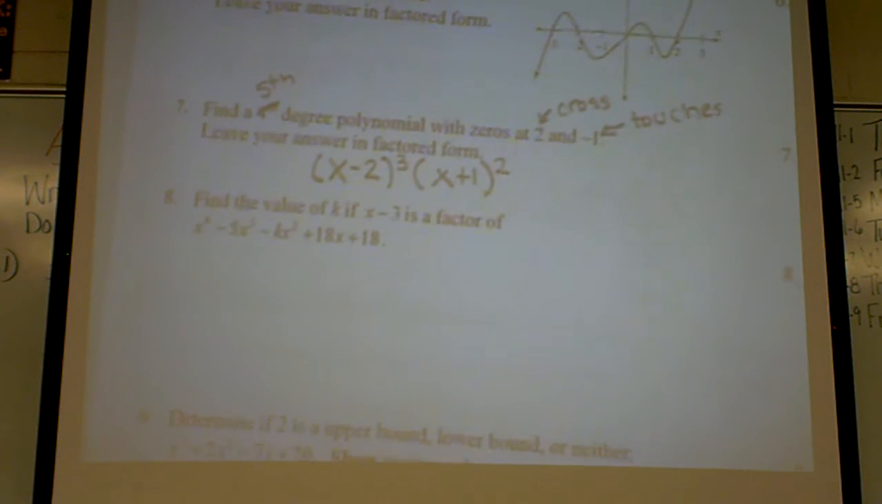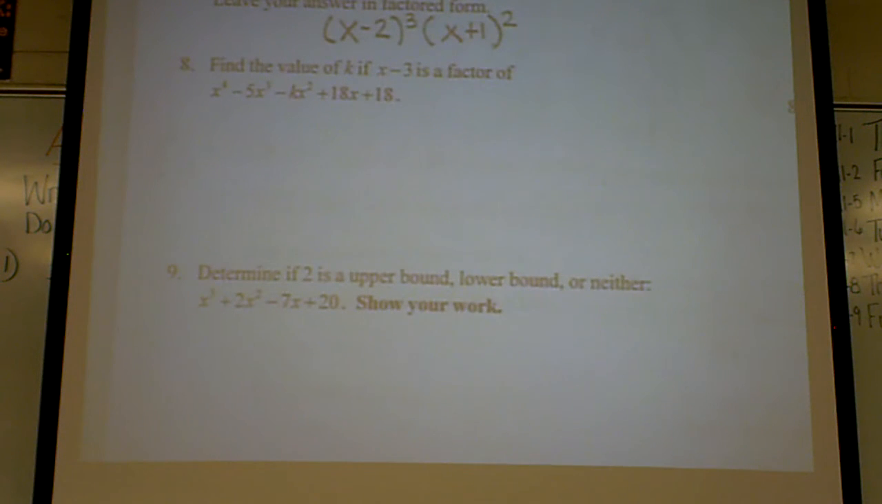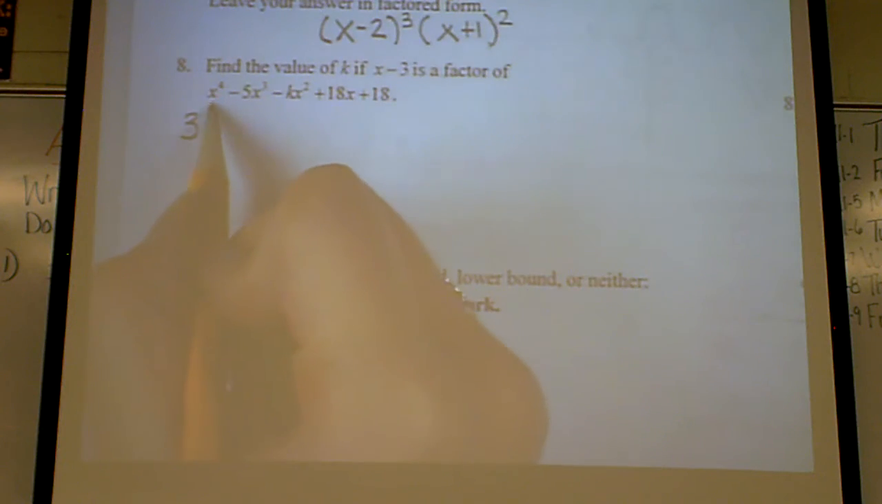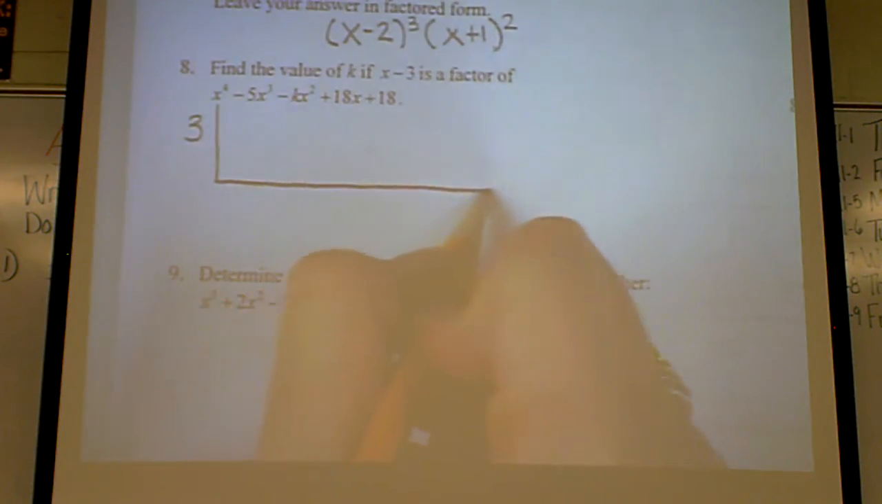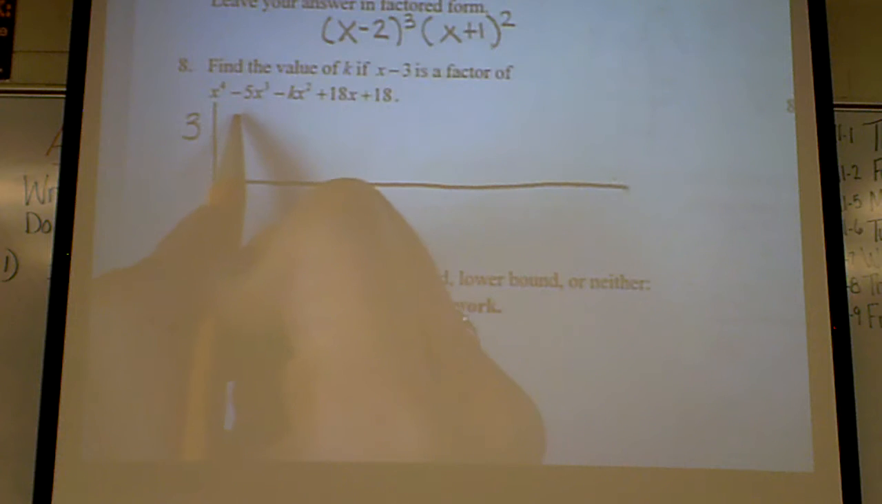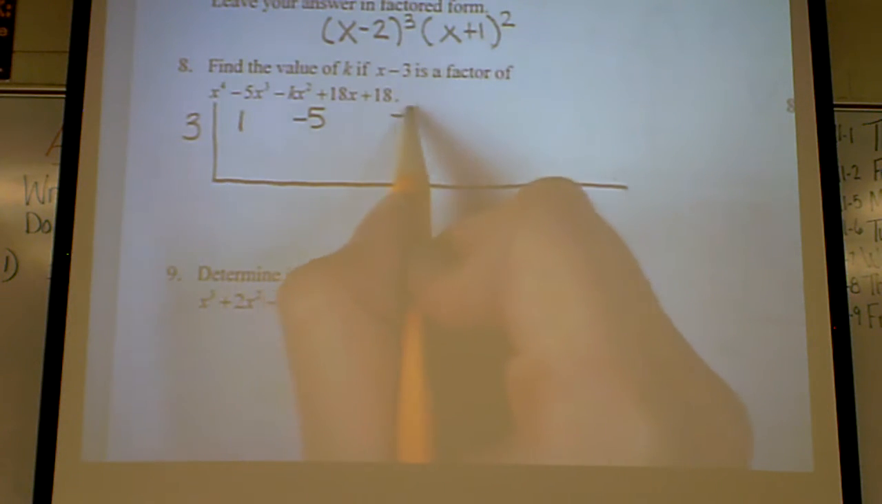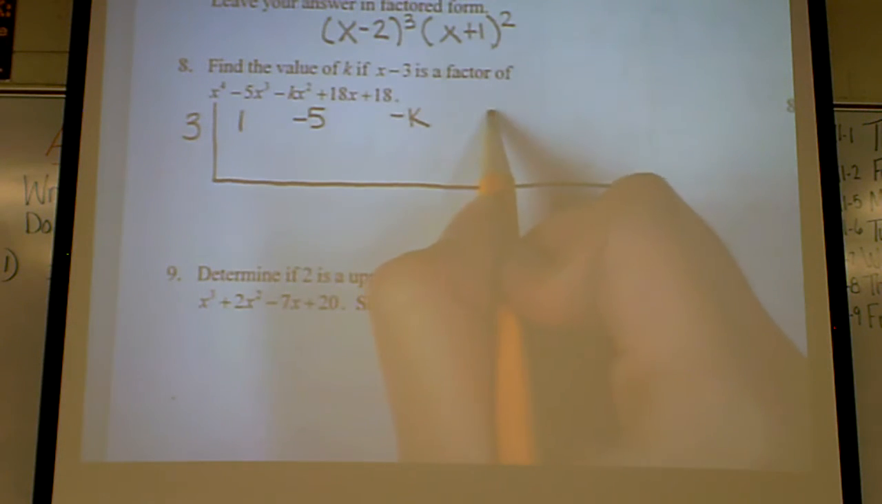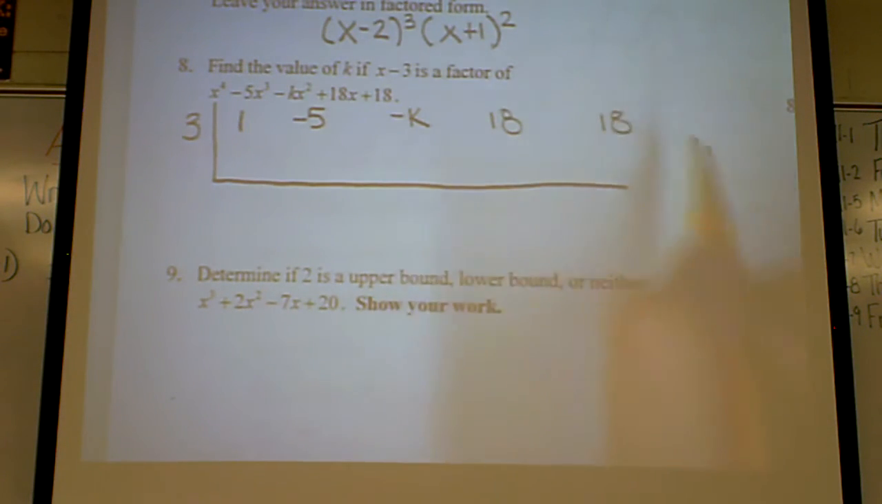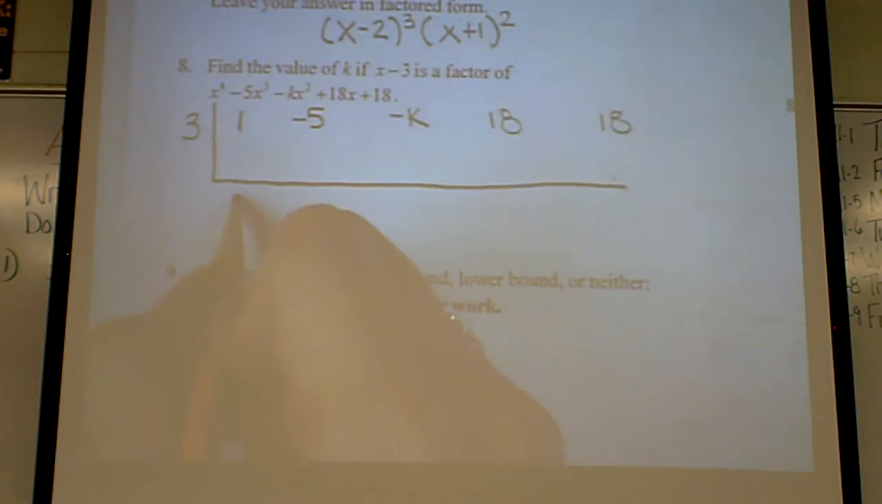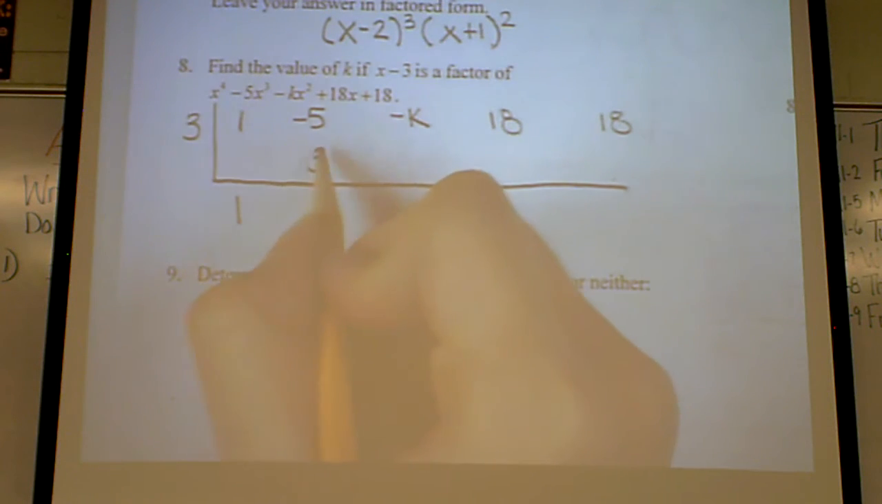Alright, look at 8. Find the value of k if x minus 3 is a factor. So I'm going to use synthetic division over here. I'm dividing by 3. And what are my terms? 1, -5, -k, plus 18. Bring down my 1. 3 times 1 is 3.